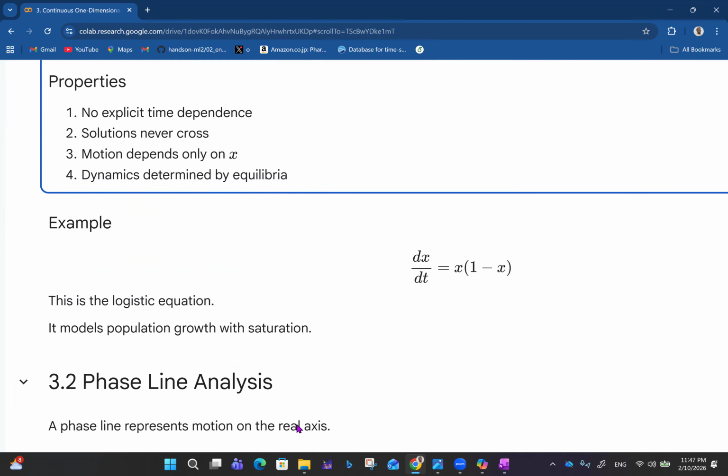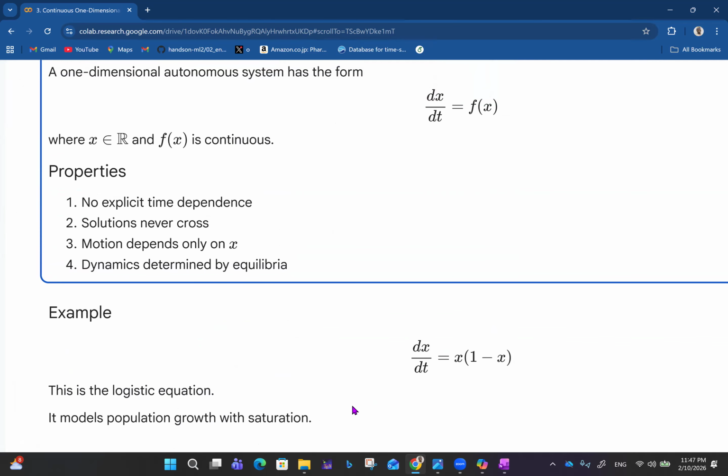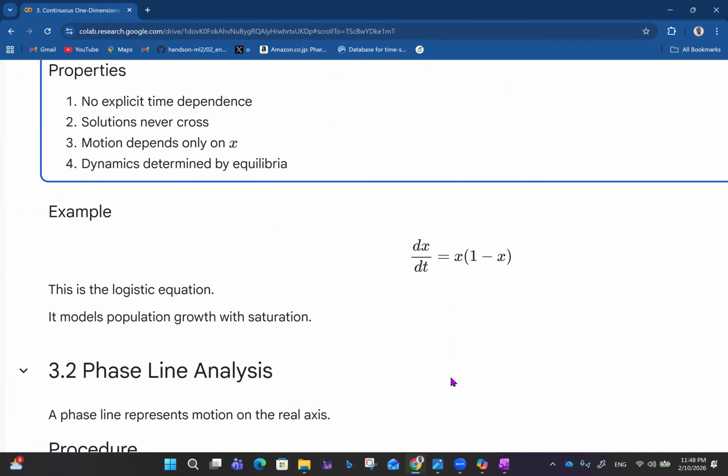Okay, so we have an example right here. We have dx/dt equals x(1 minus x), and this is a logistic equation. We've seen this type of equation in previous videos, and it models population growth with saturation. So the idea of the logistic equation is that there's growth up to a point and then it stabilizes. So that's the idea of logistic growth.